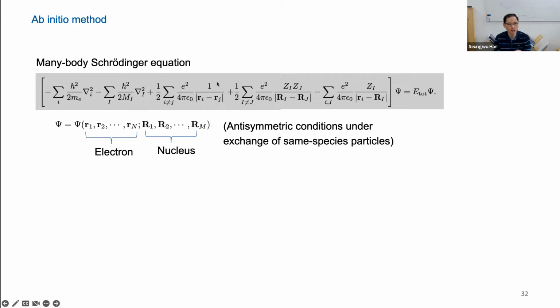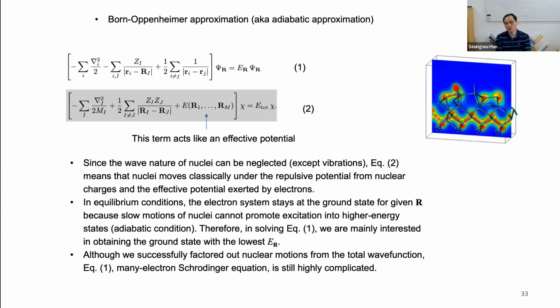I will not go into the details of this equation, but it is very, very highly complicated. You cannot solve this, even for a very small number of electrons and nuclei. So there's no way that we can solve the whole equation for a real material. But there are two approximations that actually enable us to apply this quantum mechanics to real materials. The first one is the Born-Oppenheimer approximation, also known as the adiabatic approximation.